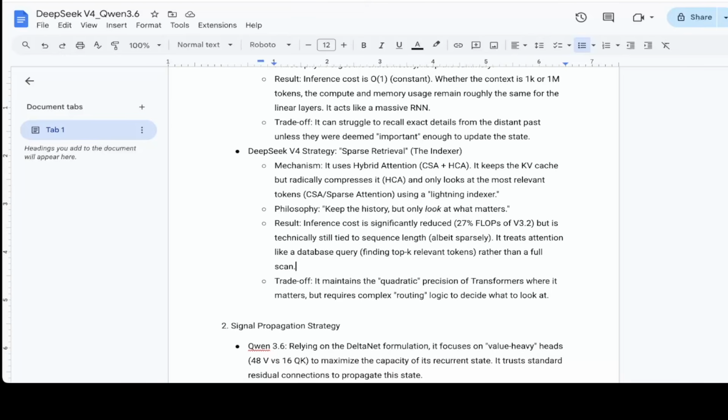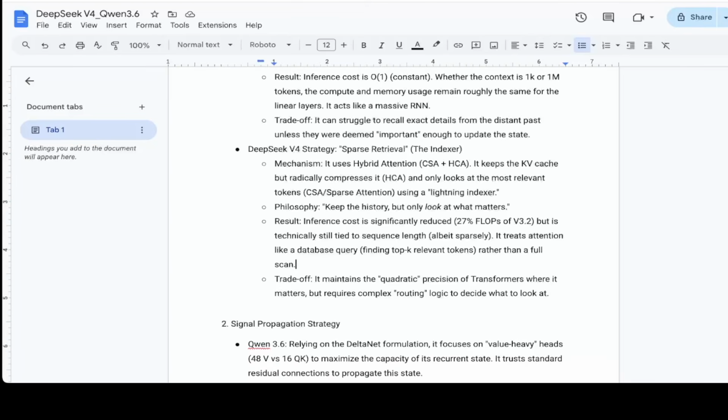So that's the DeepSeek V4 strategy: it keeps a history, but only looks at what matters. So there's no data loss in this case. It just depends on how to route the query. So hope that makes sense.